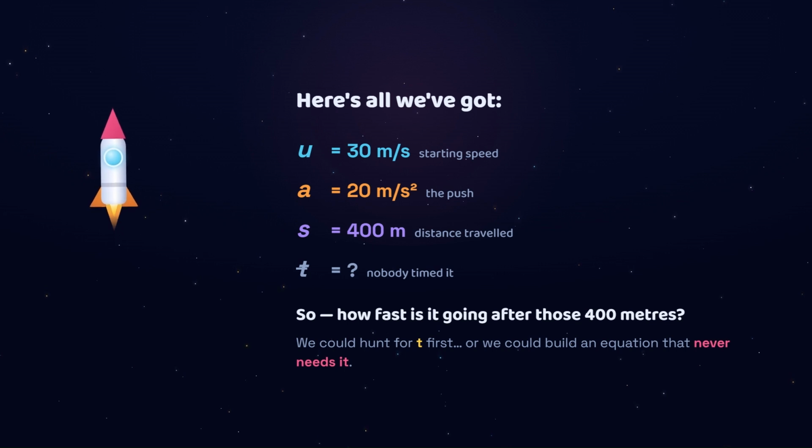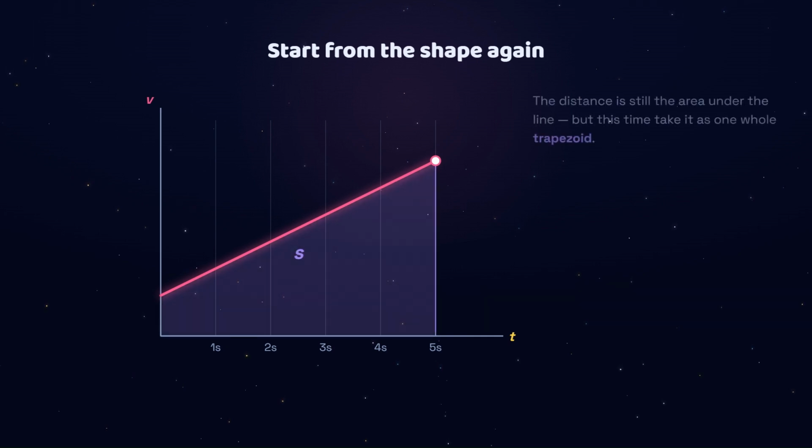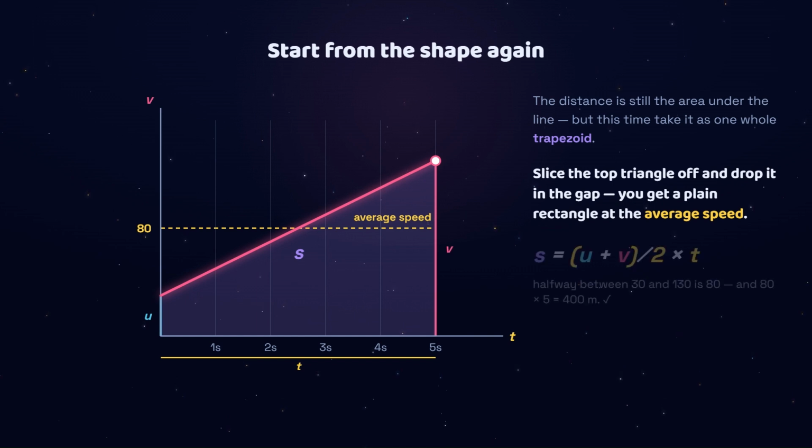Now, we could go hunting for the time first, or we could build an equation that never needs it at all. Let's go back to the shape. The distance is still the area under the line, but this time, look at it as one whole trapezoid. And here's a neat trick: slice that top triangle off and drop it into the gap. Now it's a plain rectangle, sitting at the average speed.